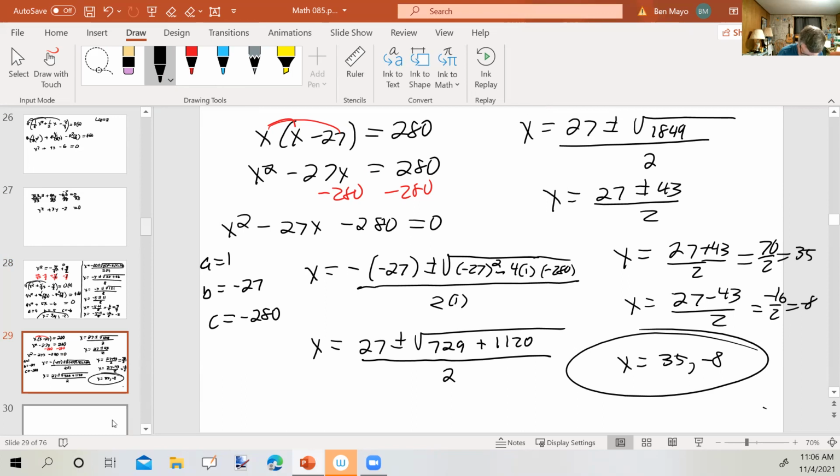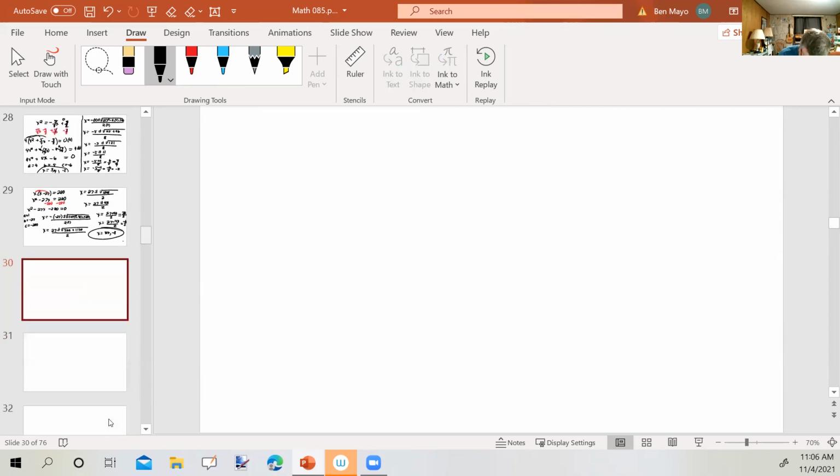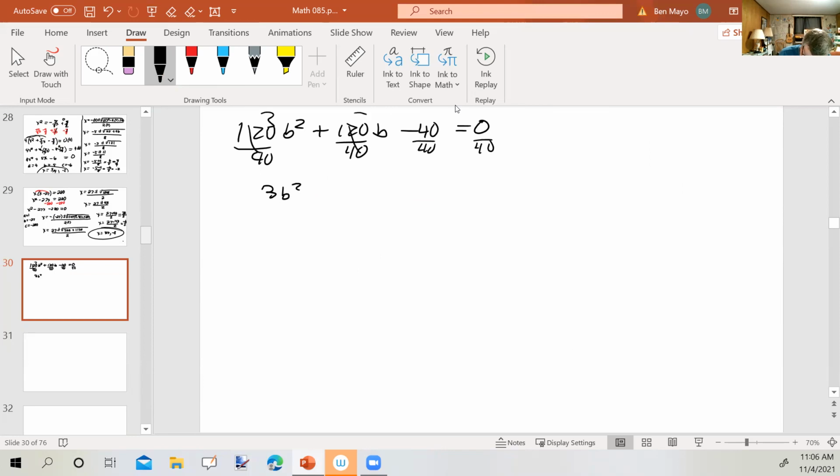Okay, let's do this one. 120b squared plus 120b minus 40 equals 0. All right, so this equation is already in standard form in terms of the variable b, but everything ends with a 0. In fact, I could divide each term by 40. You see that, hopefully? So this would be 3b squared plus 3b minus 1 equals 0.